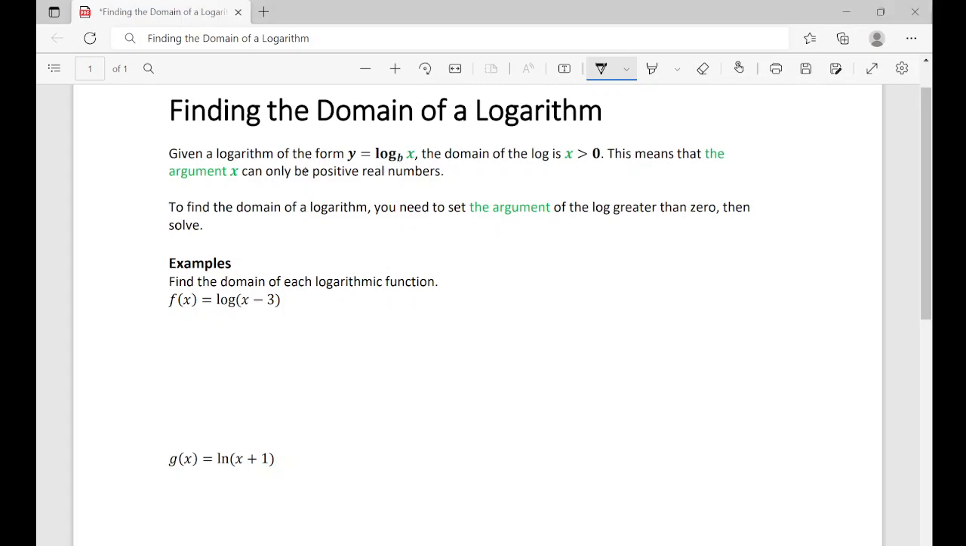Given a logarithm of the form y equals log base b of x, the domain of the log is x is greater than 0. This just means that the argument x within the log can only be positive real numbers. Positive only, no negatives, not even a 0. To find the domain of a log, you need to set the argument itself, what's inside the parentheses of the log, greater than 0, and then solve.